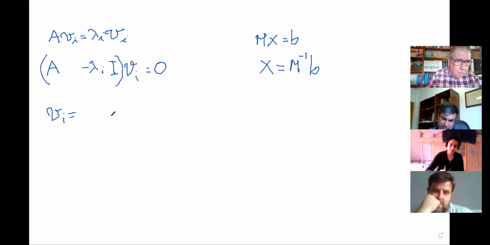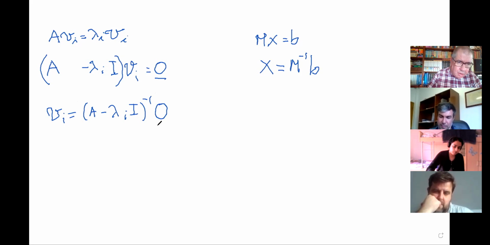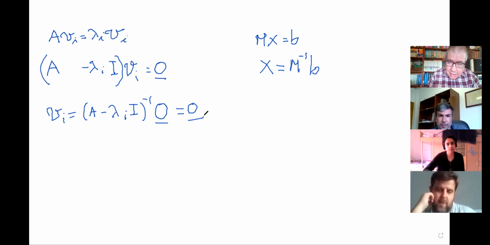Vi equals A minus lambda i I inverse multiplied by the vector 0. Remember that this zero is a vector, so I put it here. And this is equal to what? 0, because you are multiplying a matrix by a vector of zeros, you get 0. You agree? So the only eigenvectors I can find are zero eigenvectors, so it's not very exciting.